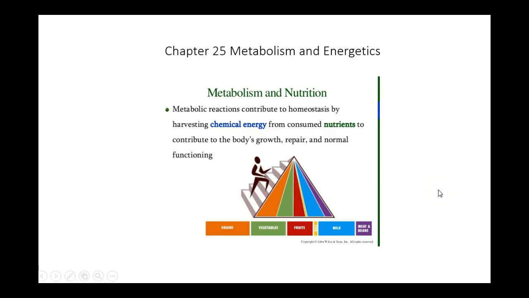Okay, let's move on to chapter 25. Now, this chapter can be pretty intimidating looking, so I'm going to try my best to simplify the material and make you understand what I think you need to know at this level.